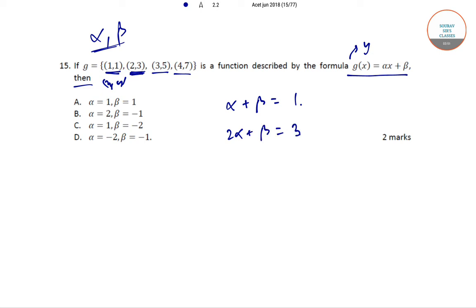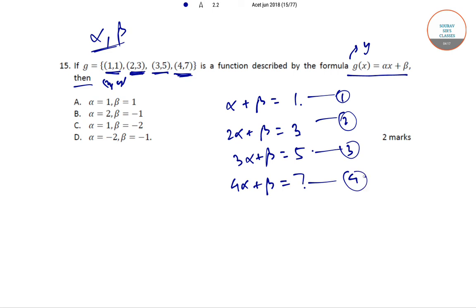2 alpha plus beta is equal to 3. Using this we get 3 alpha plus beta is equal to 5, and using this we get 4 alpha plus beta is equal to 7. Now let this be equation 1, 2, 3 and 4. Now on subtracting equation 1 from 2, so equation 2 minus 1, we get alpha is equal to 2.